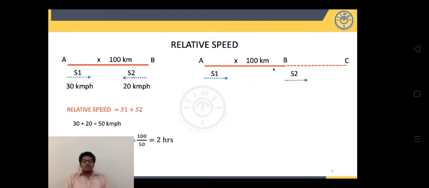If B is traveling at 10 kilometers per hour and A is also traveling at 10 kilometers per hour, will A be able to catch B? Not possible. So A should be faster than B to catch.